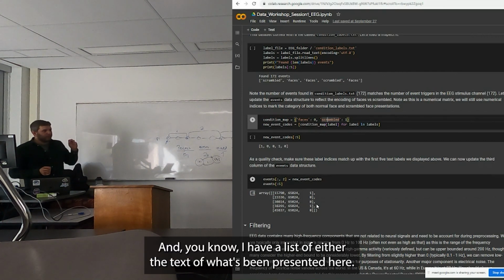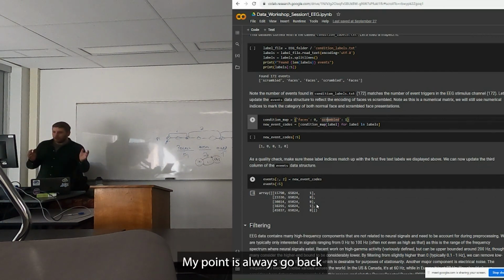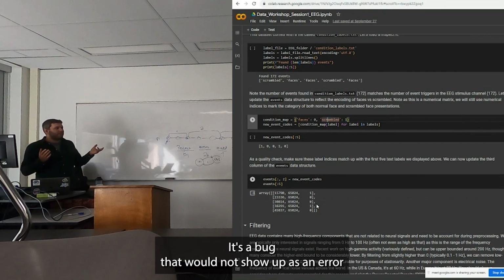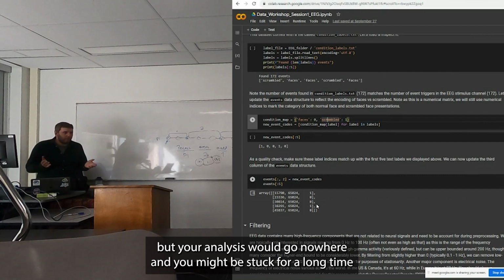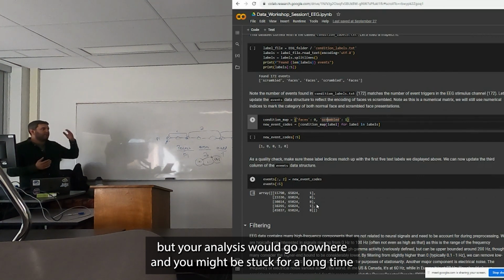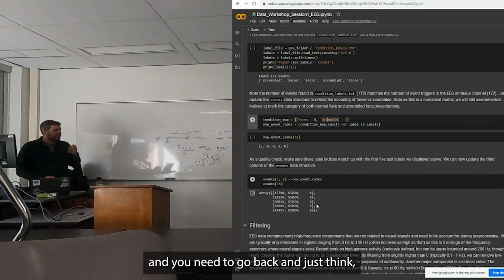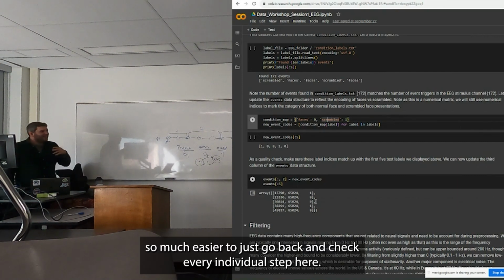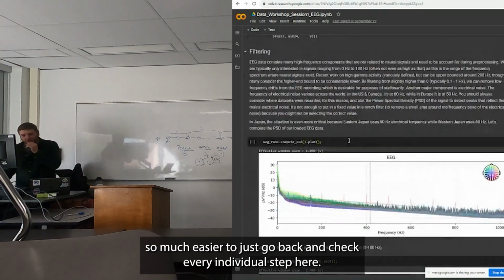I have a list of the text of what's being presented here, and my colleagues and I always go back, because you can make a mistake on this and invert it. It's a bug that wouldn't show up as an error, but your analysis would go nowhere, and you might be stuck for a long time until you really go back and think, it could have been so much easier to just go back and check every individual step here.